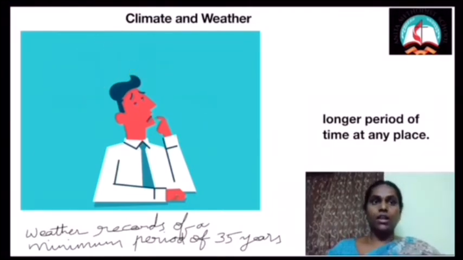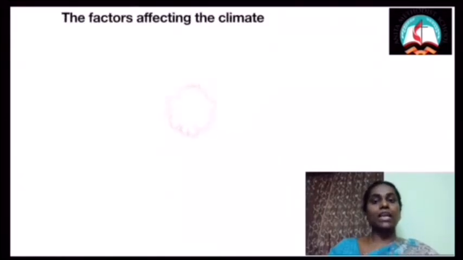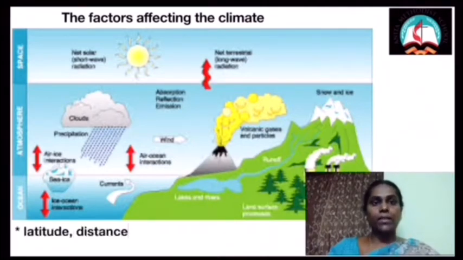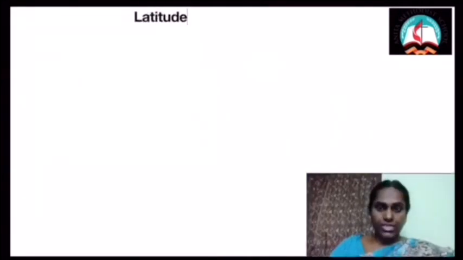Then, let's learn about the factors affecting the climate. Climate of India is affected by the factors of latitude, altitude, distance from the seas, monsoon winds, relief features and jet streams. In first, latitude.